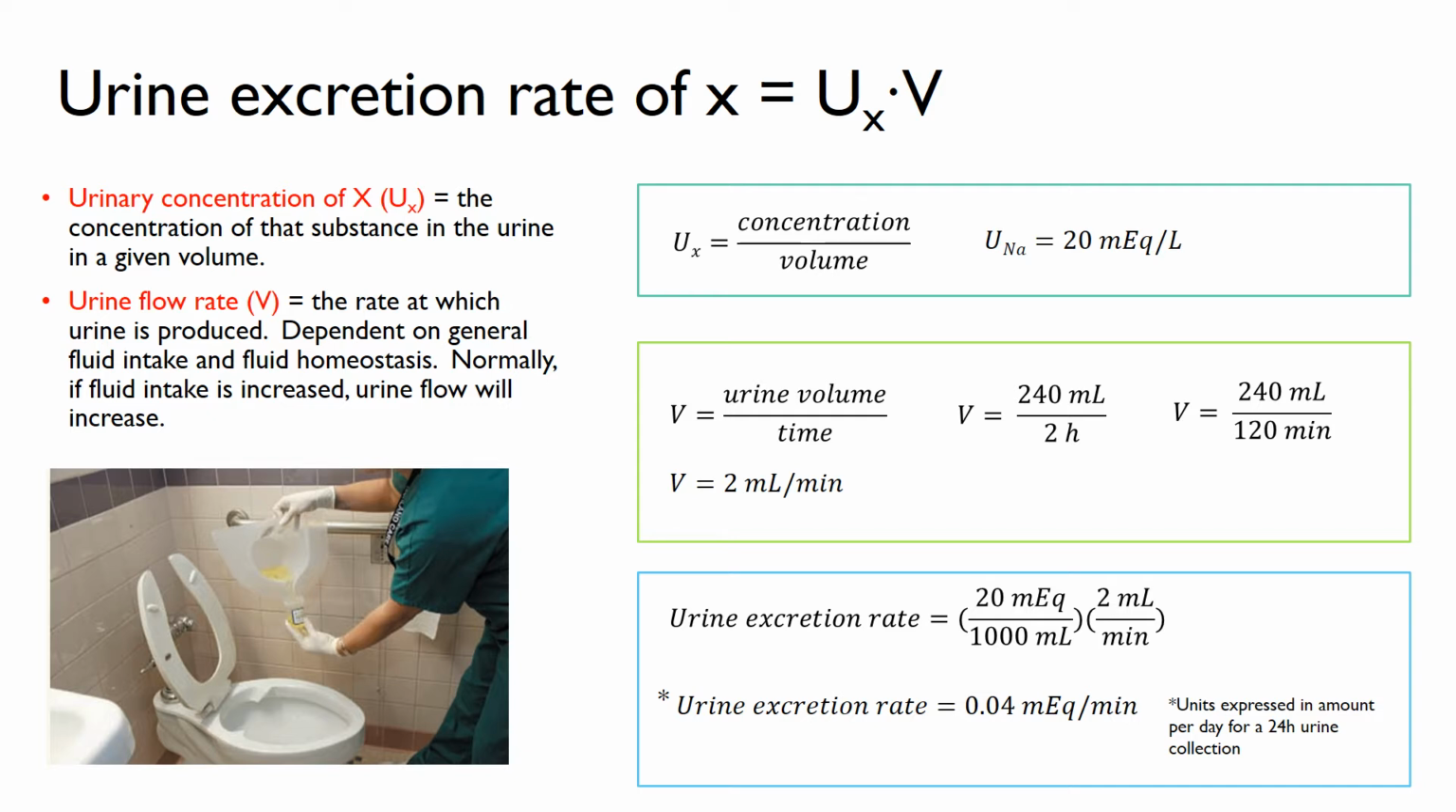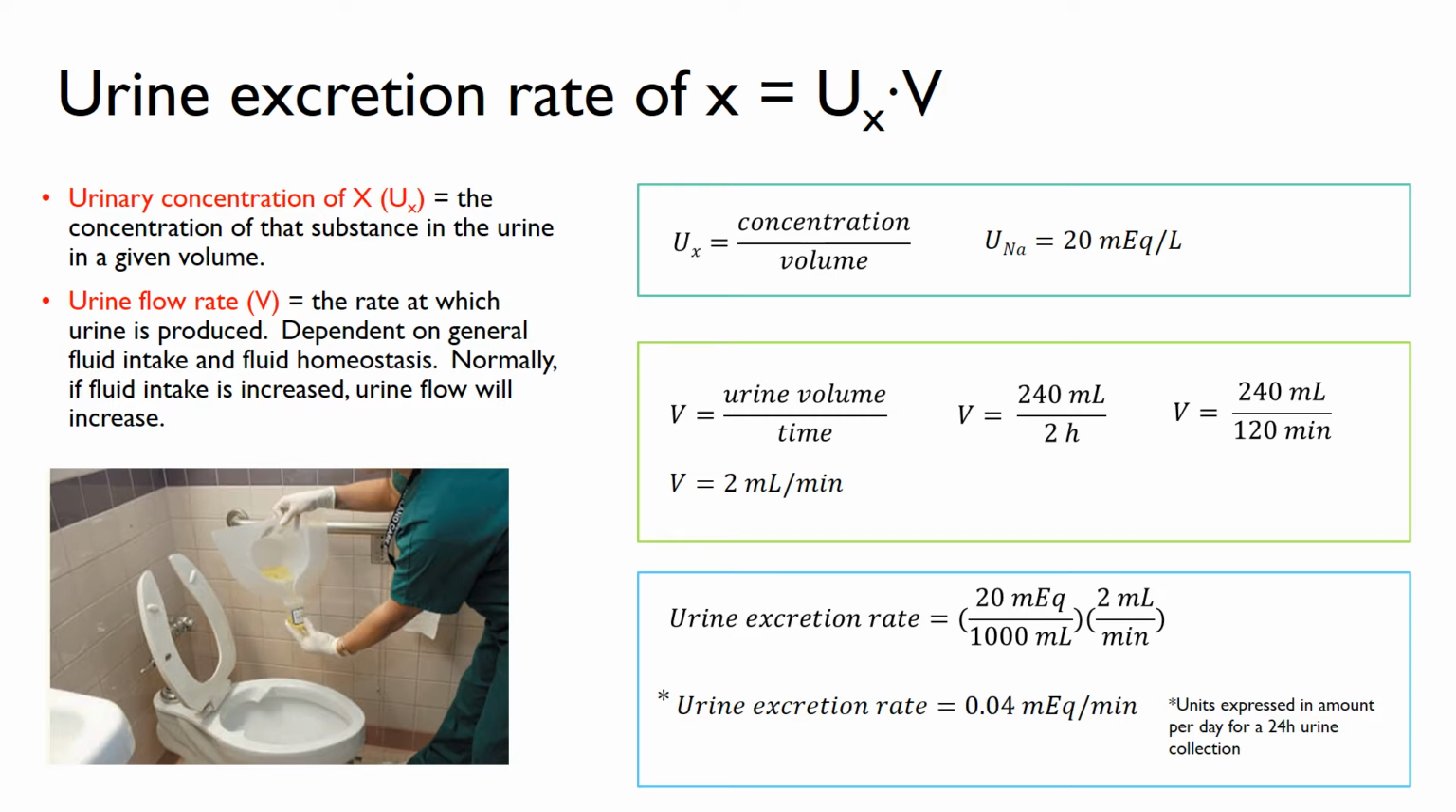So these are our two variables we're going to talk about here. Let's look first at urinary concentration of X. A concentration is the amount of substance in a certain amount of volume. Now, if we look at sodium, you would usually see this as U sub Na for sodium, and an example might be 20 milliequivalents per liter. So we're getting into some volume and concentrations here. Very commonly, we use milliequivalents for ionic or electrolyte concentrations.